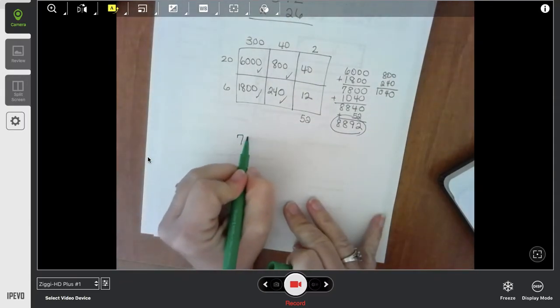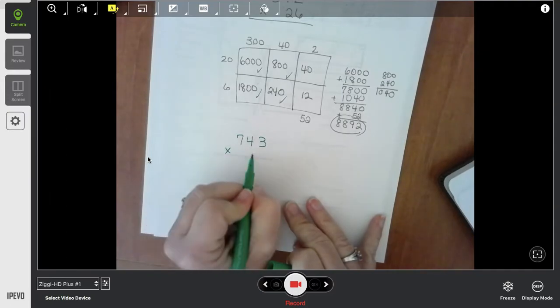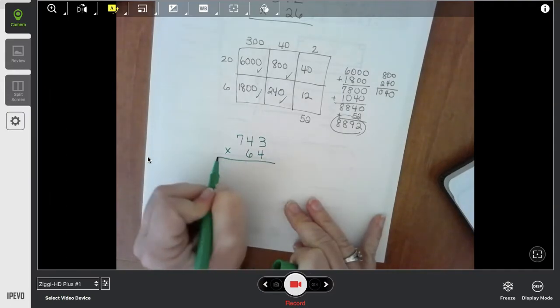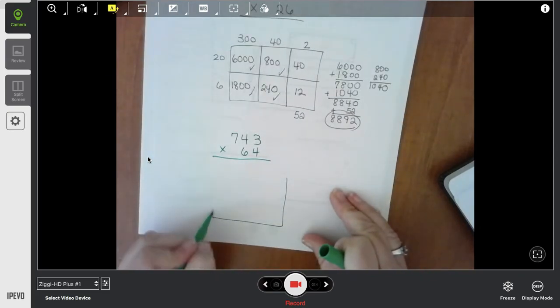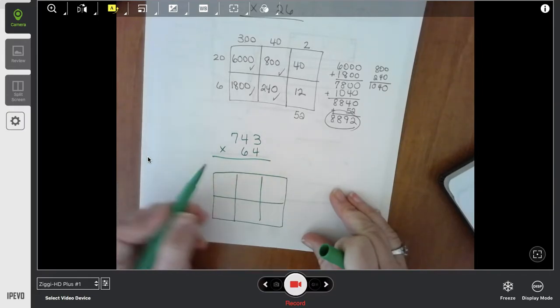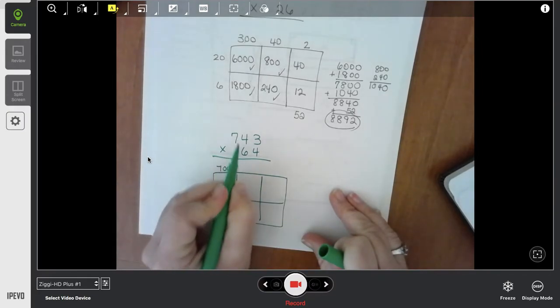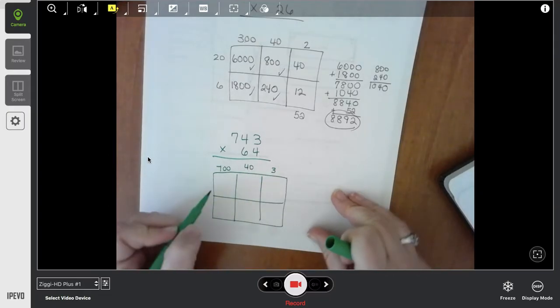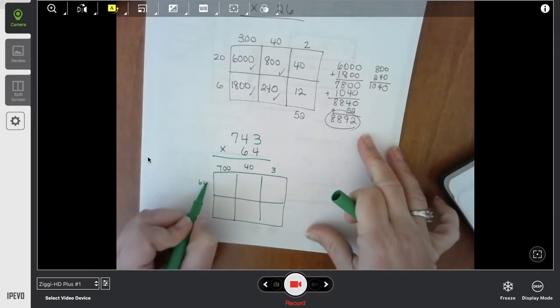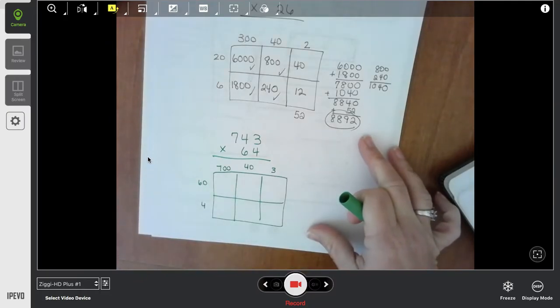All right, let's do one more example to make sure that we have it. Let's say we're doing 743 times 64. It's again a 3 by 2 digits, so we're going to create our box to be 2 wide and 3 long. Decompose 743 to 740 and 3. And 64 decomposes to 60 and 4.